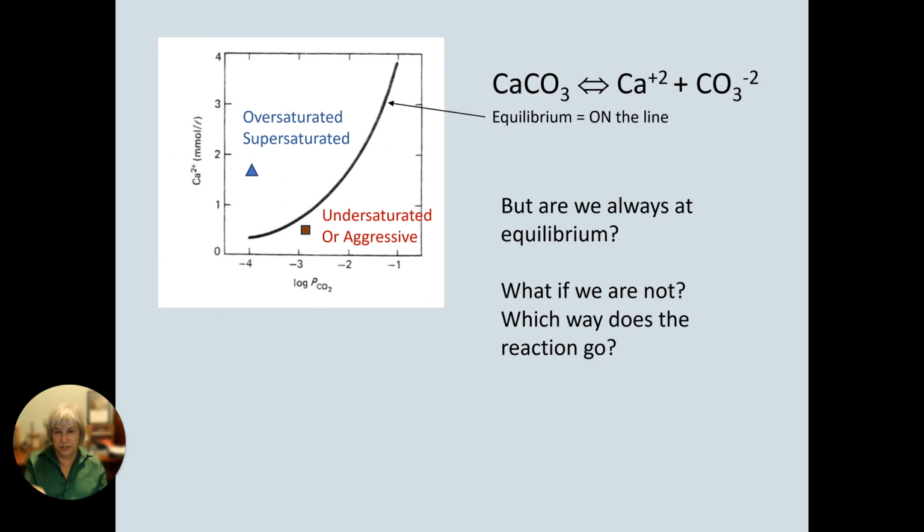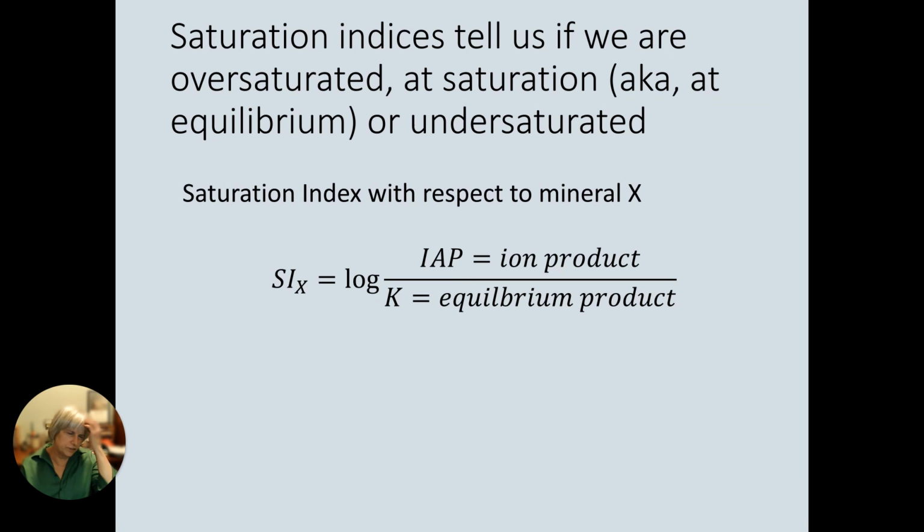Okay, so we can sort of think about this conceptually and see it on a figure. The question is then, how do we do this mathematically in a way we can actually calculate it? Because I want to know, not just am I oversaturated at equilibrium or undersaturated, I want to know how far I am from equilibrium. Because it turns out dissolution happens better the further I am from equilibrium. Okay, so to do this, we're going to use something called a saturation index.